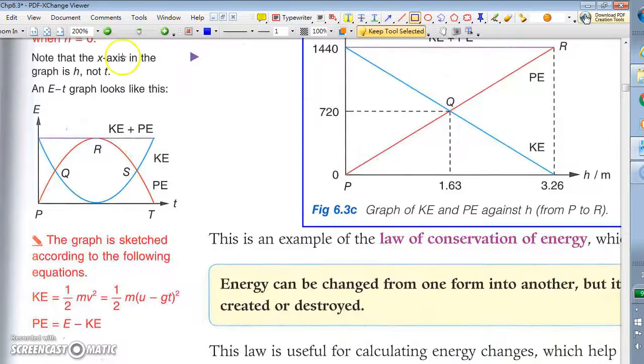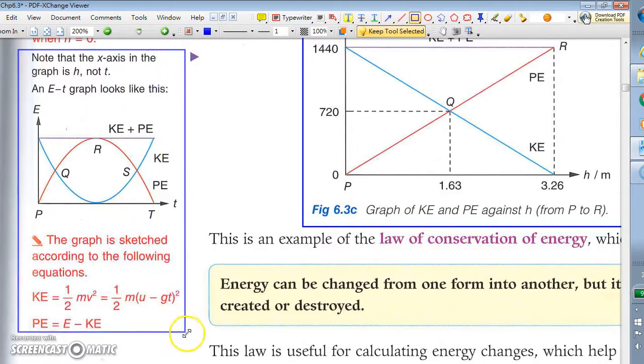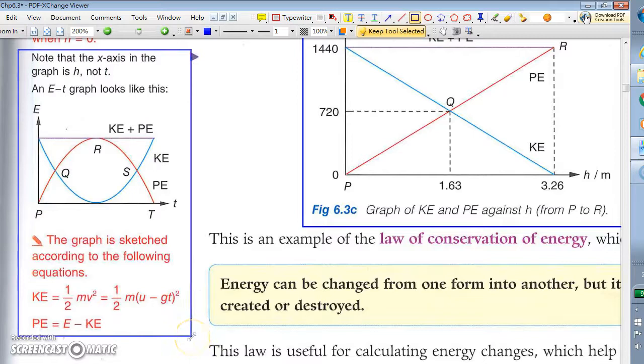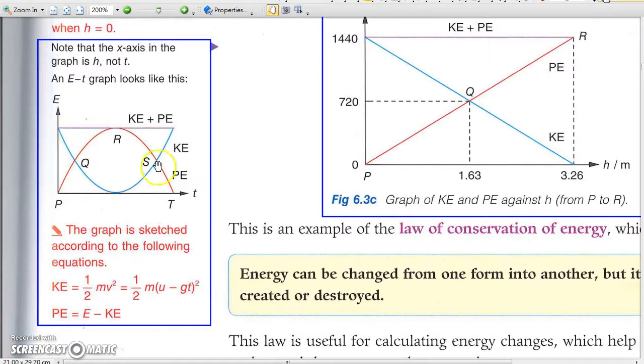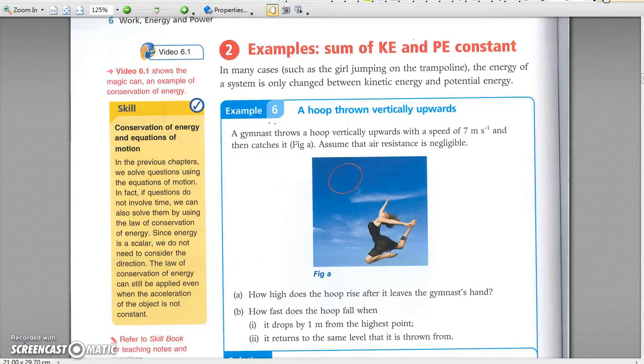And there's a graph on the left that you should also pay attention to. This is a graph of energy versus time. And from the two relationships, especially the one for kinetic energy, you can see its relationship with time t, that it should produce a curve, which should curve upward this way. By the way, the total mechanical energy, which is the Ke plus gravitational Pe, remains unchanged all the time. 2. Examples. Sum of Ke and Pe constant.